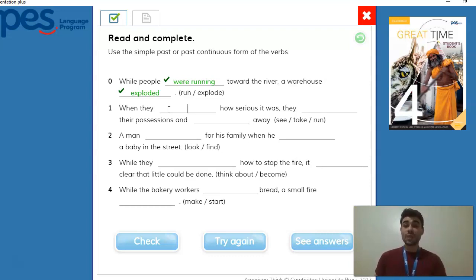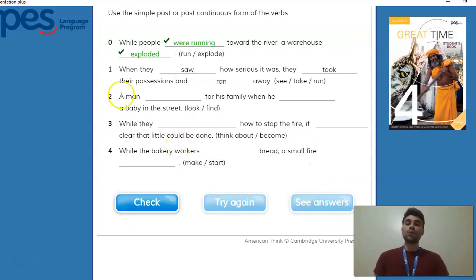So let's see how to complete this. So when they saw, right, because it is one finished action, they took, because it's also a finished action, and they ran, because it's also a finished action. All right. Then 2, a man for his family when a baby in the street. So we have the verbs look and find. So a man for his family.